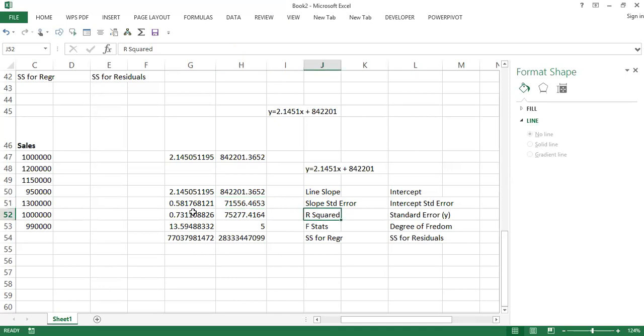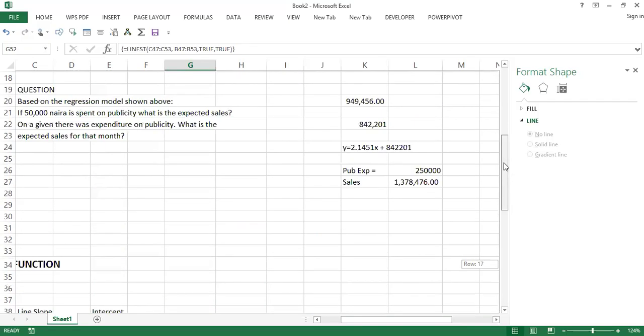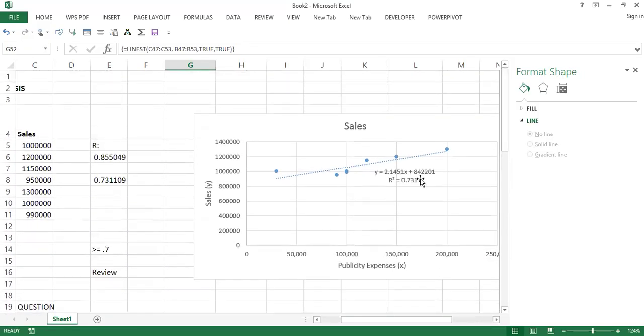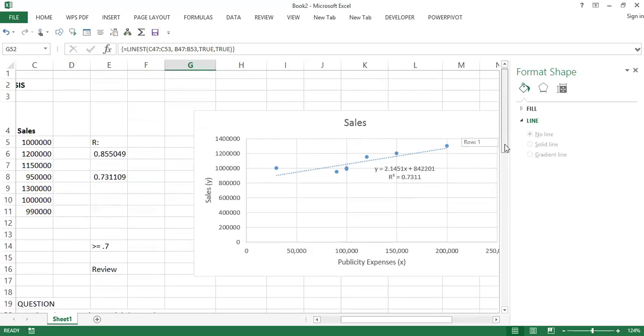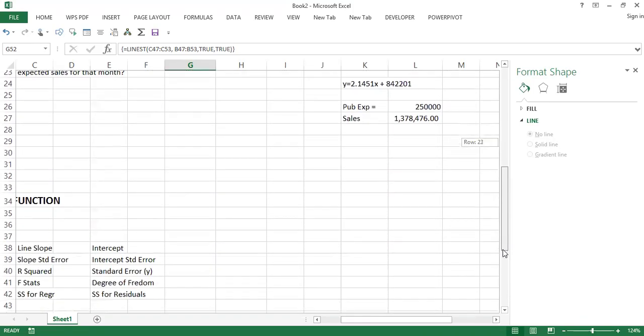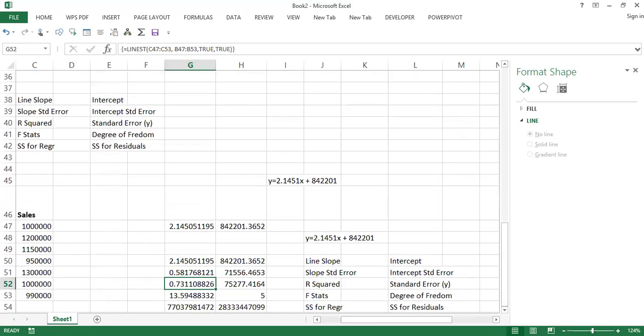Then the R squared, what is R squared? Remember the R squared we got before? When we used the scatter plot, it was 0.7311, or 73%. You can see that's the same thing we are getting here. So that's the position of the R squared. This one is the standard error of y, based on the deviation of y from actual.